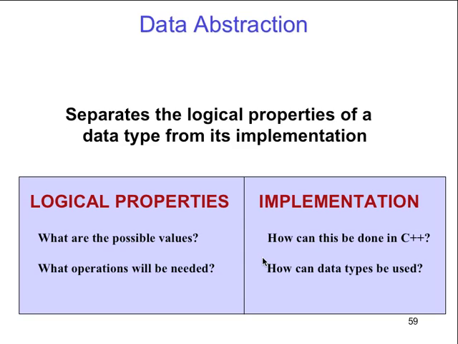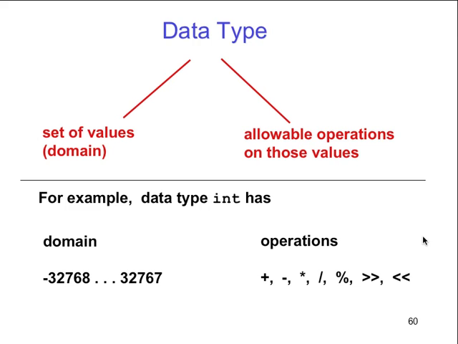So on the flip side, we have our data abstraction that we've seen already. We're separating out the logical properties of the data from its implementation. The logical properties would be, what are the possible values that we can store? What operations will be needed for the storage? In terms of the implementation, it might be, how can this be done in C++? And what data types are we going to use? Well, we have a lot of things to pull from. We have a union, we have a structure, we have a class. We have all sorts of different constructs that we can take into consideration.